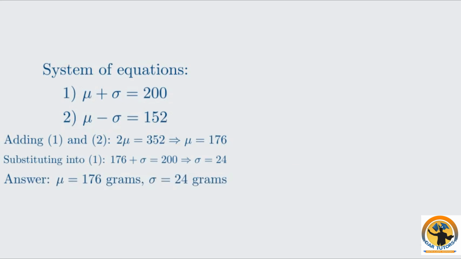If we add the two equations, we get 2 mu equals 352. Dividing by 2 gives us mu equals 176 grams. Substituting this back into the first equation, 176 plus sigma equals 200, gives us sigma equals 24 grams. So, the mean is 176 and the standard deviation is 24.